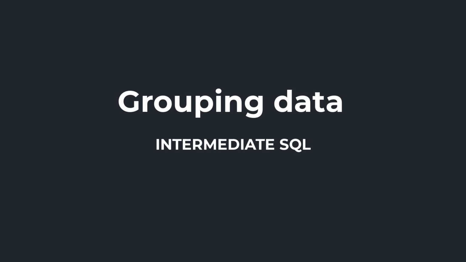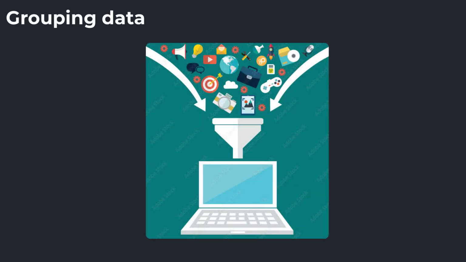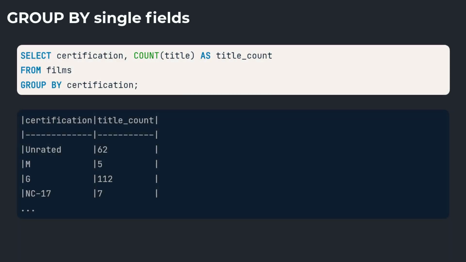We've learned how to sort data. Next, we'll look at grouping our results. In the real world, we'll often need to summarize data for a particular group of results. For example, we might want to see the film data grouped by certification and make calculations on those groups, such as the average duration for each certification. SQL allows us to group with the GROUP BY clause.